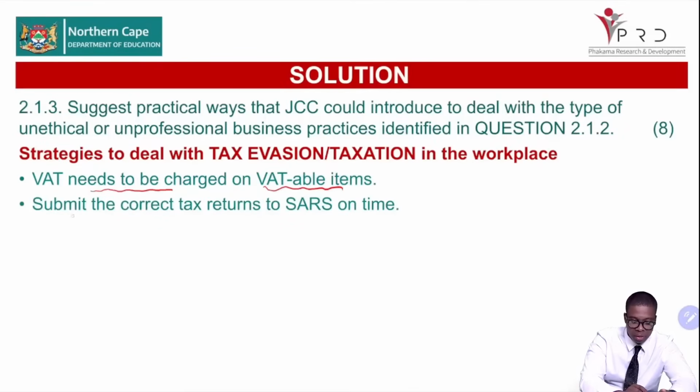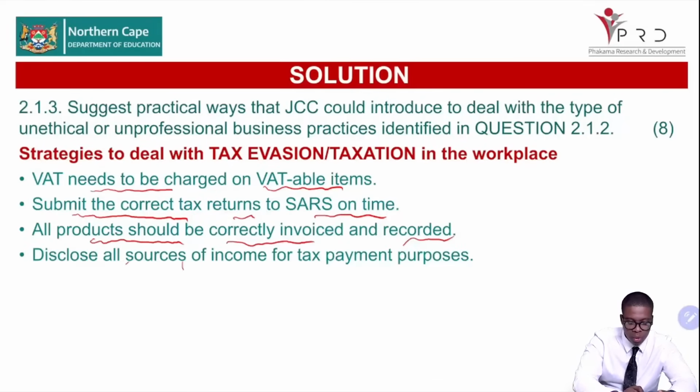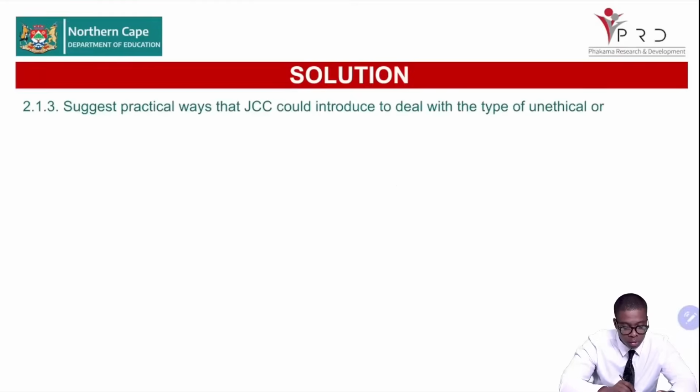Another one is that they should submit the correct tax returns to SARS on time. Then another one is to make sure that all products should be correctly invoiced and recorded. Then disclose all sources of income for tax payment purposes. Then we look into what?